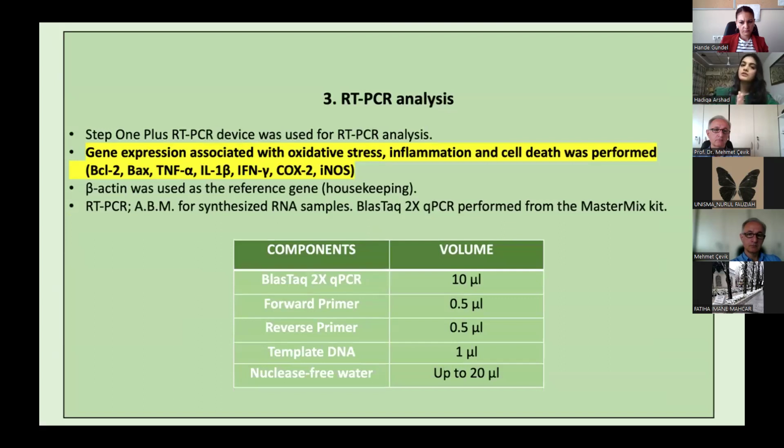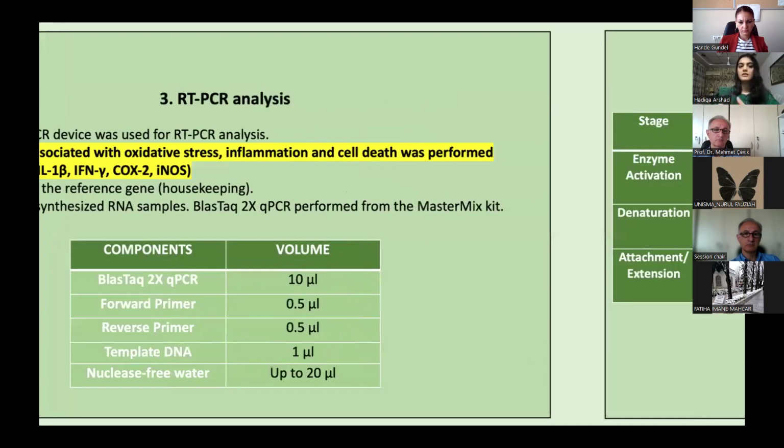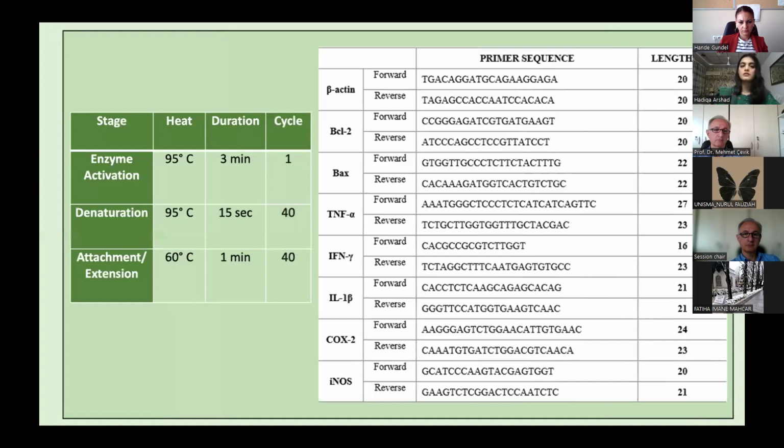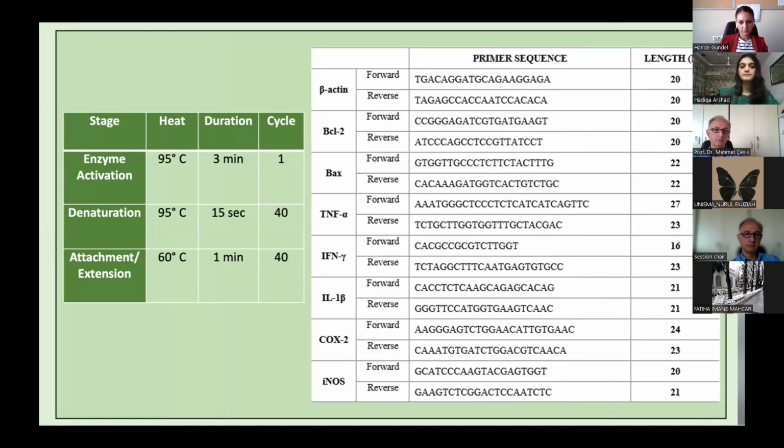The final step was the PCR analysis. For PCR analysis, we selected the genes for the particular proteins related to oxidative stress, inflammation, and cell death. And beta-actin was used as a reference. The genes were BCL2, BAX, TNF-alpha, interleukin-1B, interferon gamma, COX-2, and eNOS. These were the processes that were done, like how the PCR acts.